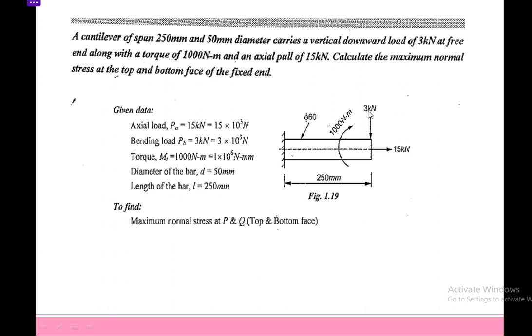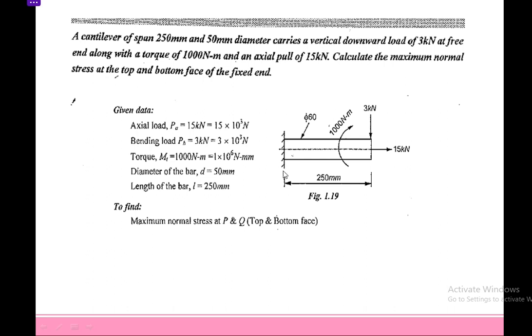Apart from this downward load and axial pull, there is another load that is called a torque, or twisting moment, which is acting on it. The total torque acting on this shaft is 1000 Newton meter. So what will happen when we are considering these three loads? Based on these three loads, we have to calculate the maximum normal stress, otherwise called a principal stress, at the top and bottom face of the fixed end.